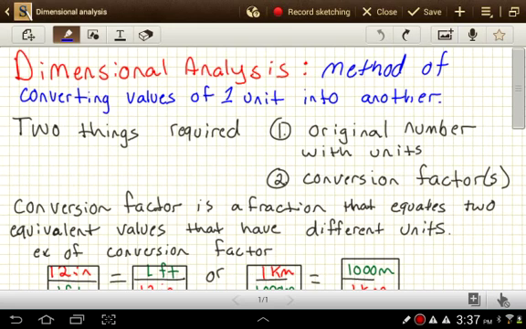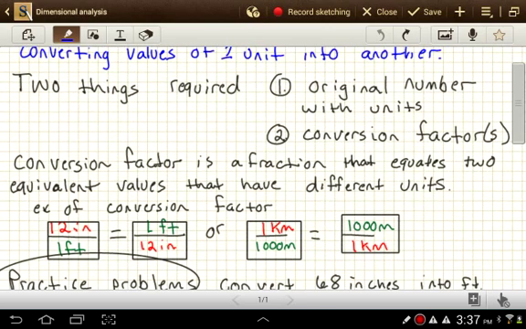There are two things you'll need to do dimensional analysis. The first one is the original number with units, the number you're going to be converting. The second is a conversion factor, and this is what confuses people because they don't know what the conversion factor is. As the definition says, the conversion factor is simply a fraction that equates two equivalent values that have different units. Another term for a fraction is a ratio, if you're more familiar with that. So it is a ratio or a fraction that equates two equal values that have different units.